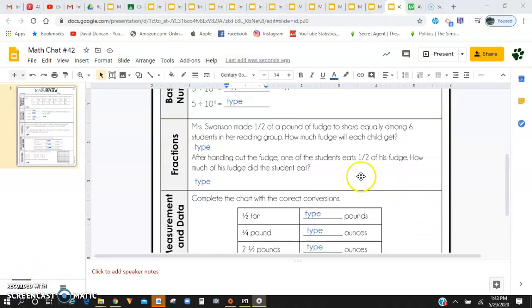Next, for fractions, you guys have a little story problem to work on. You're actually going to be doing some division of fractions. That's my hint for you there.